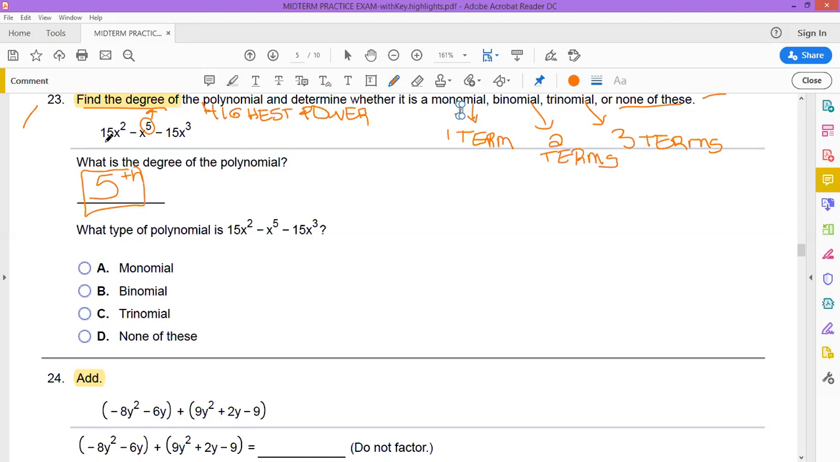And how many terms do we have? We have 1, 2, 3 terms. And we would call it a trinomial. And that's letter C. That's our answer for number 23.